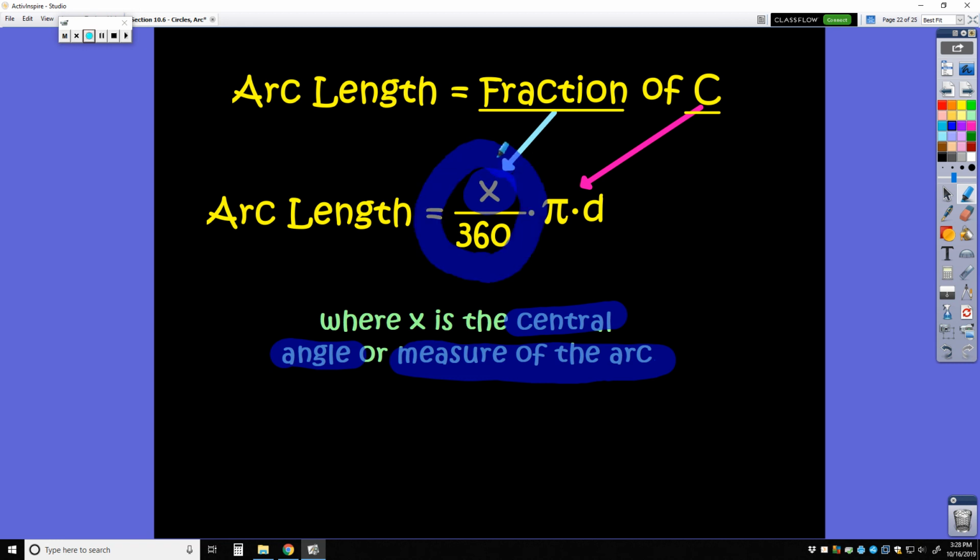So again, how many degrees out of 360 do we want of the entire circumference? We don't want all 360 degrees out of 360 degrees if we only want part of the circumference. So make sure you have that formula written down: x over 360 times pi times diameter.